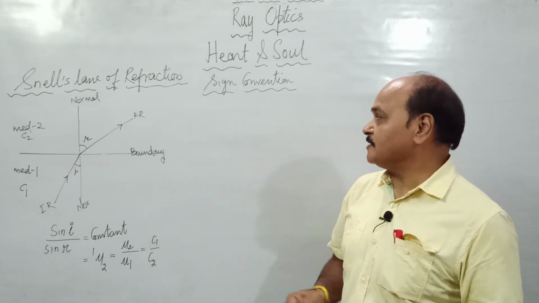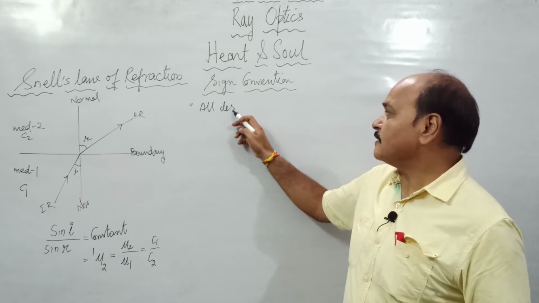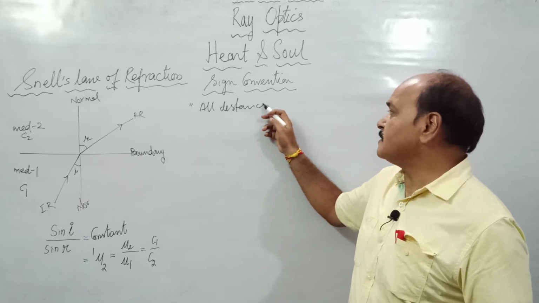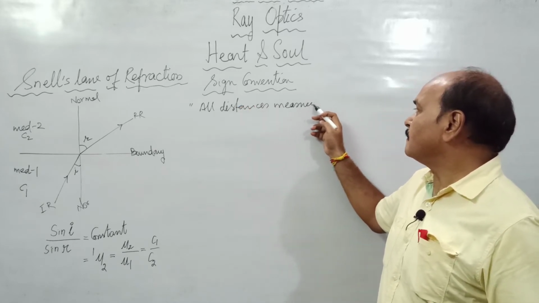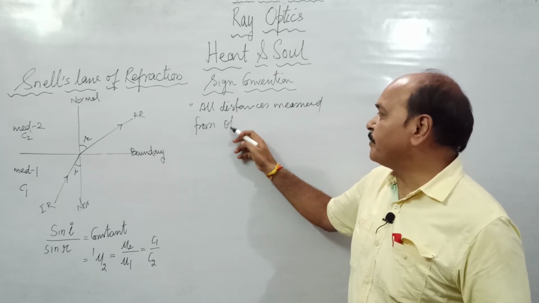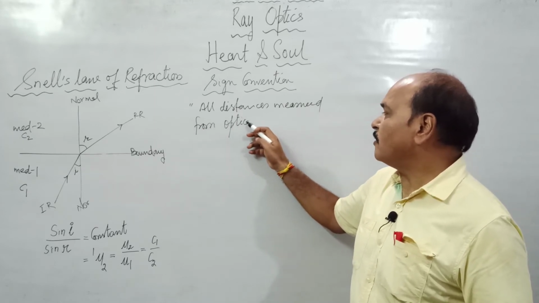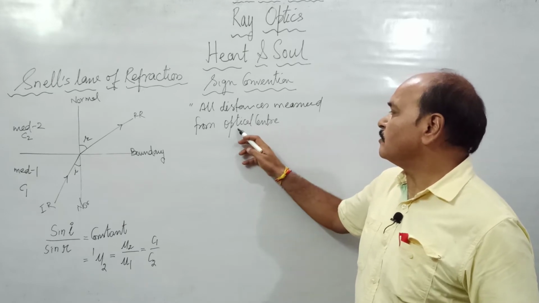So what is sign convention? Say, all distances measured from optical center, that is also called the pole.